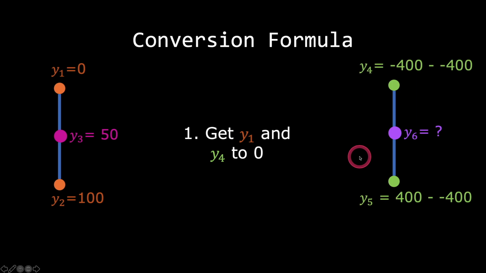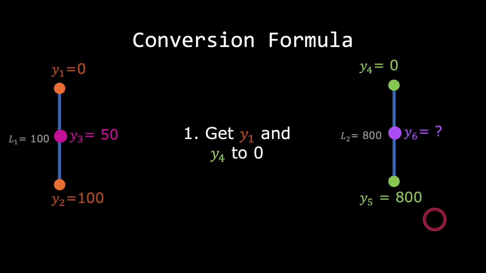And so we do the same thing in this case, except we don't know what y6 is yet. So what we have is y4 equals negative 400 minus negative 400, which turns this to 0, and y5 equals 400 minus negative 400, which turns into 800. And so that's what we get here. So now that we have y1 equals 0 and y4 equals 0 while keeping the lengths the same, now we can start trying to figure out what y6 equals.